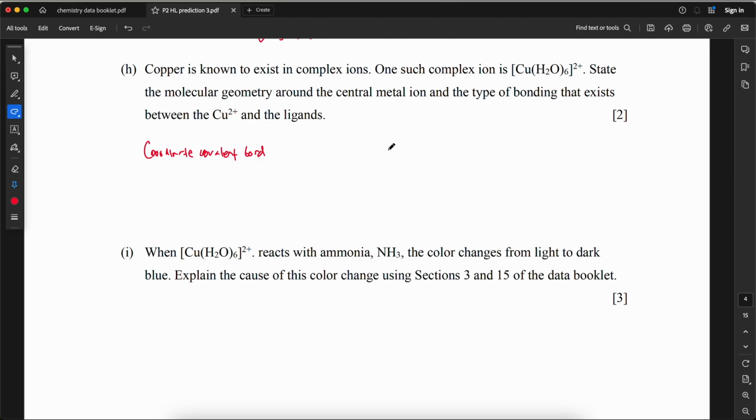And then for the molecular geometry, as we know, Cu is attached to 6 H2O: OH2, OH2, OH2, OH2, OH2, OH2. So there are 6, so that would be octa. So this 2 plus, right? So that would be octahedral.